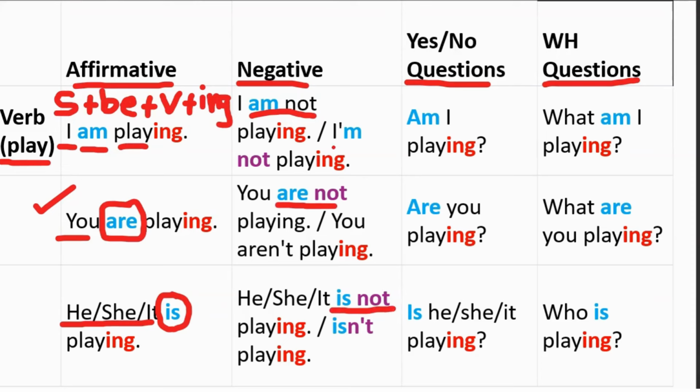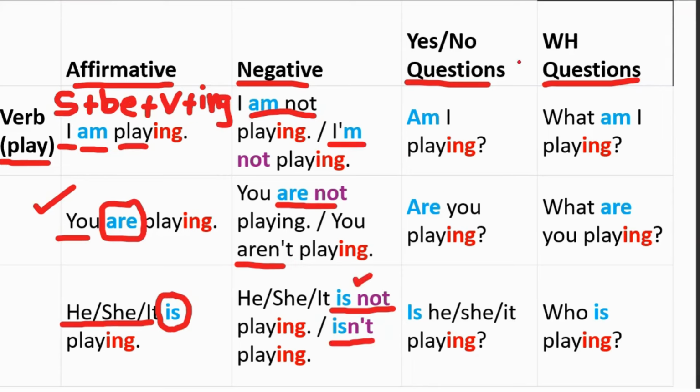Here we have used contraction of I am, which is I'm. We use the contractions in informal writing and in spoken language. You aren't playing. This is the contraction of are not. It is again contracted in informal writing and in spoken language. It isn't playing. He isn't playing. She isn't playing. Again, we have used contraction for is not.